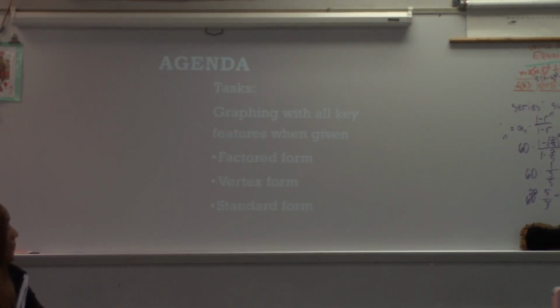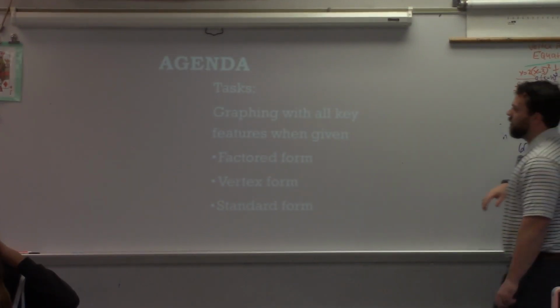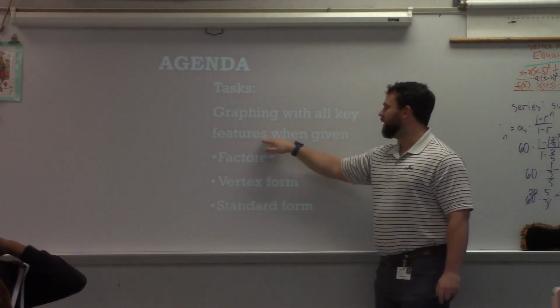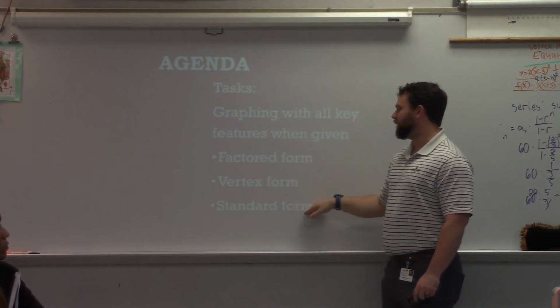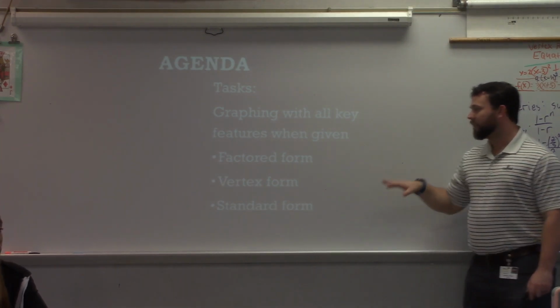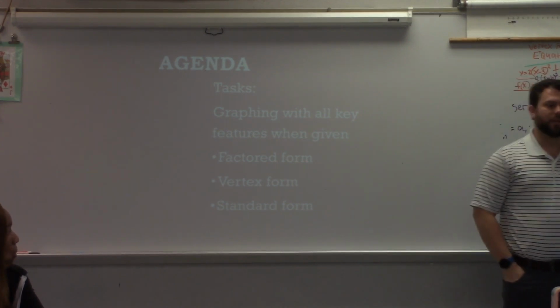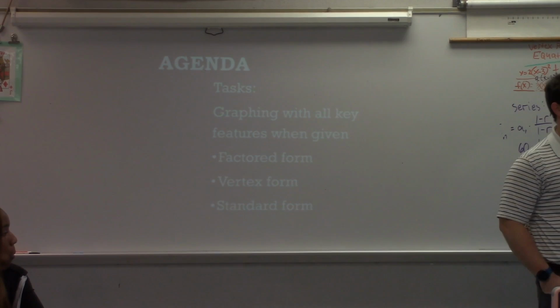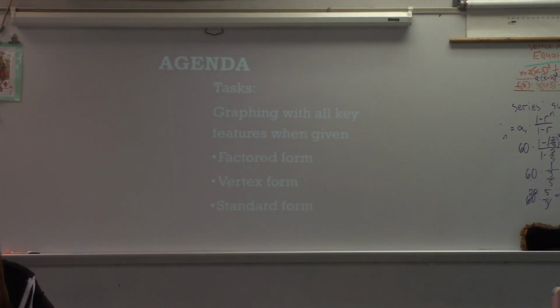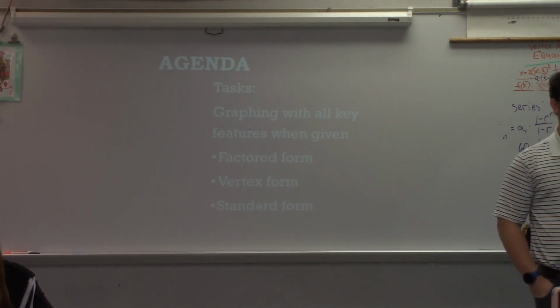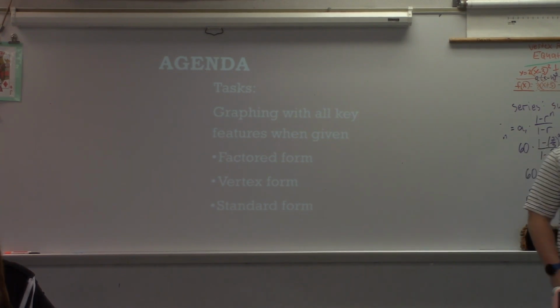So today, we're going to be graphing with all key features when given factored form, vertex form, and standard form. Now, I will emphasize and point this out. Which of these forms can you find what? What do I mean by key features? Let me ask that. Things that are important. Which points are important, the features that are important for every parabola?